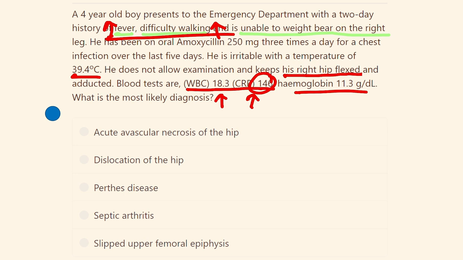So what may be the answer? Here the options are avascular necrosis of the hip, dislocation of the hip, Perthes disease, septic arthritis, and slipped upper femoral epiphysis.